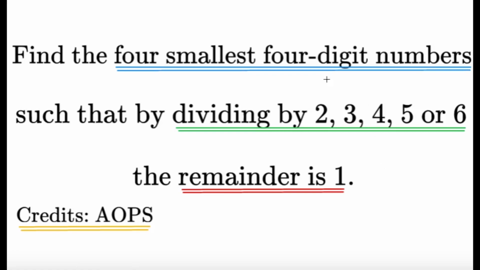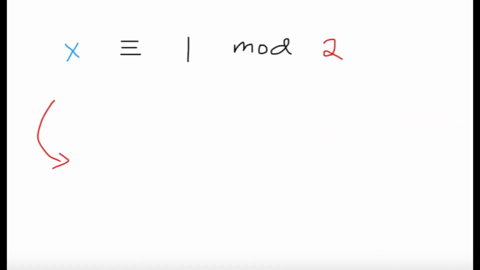Now, any of these four-digit numbers, when divided by 2, 3, 4, 5, or 6, the remainder is 1. So I can write it something like this. Let's just say the number is x, and it's 1 modulo 2, because it leaves a remainder of 1 when divided by 2. Now, obviously, I can replace this 2 with 3, with 4, with 5, and 6.